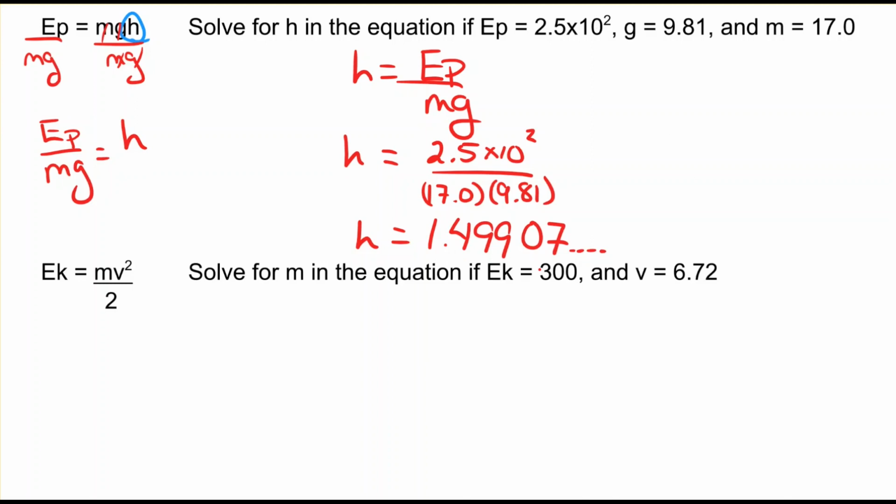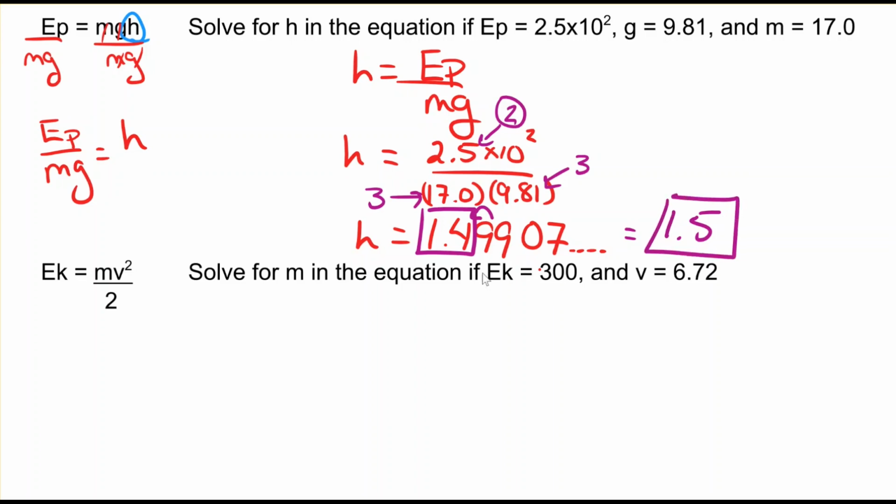1.49907. So let's think about this. On top, we've got 2 significant digits, 3 significant digits, and 3 significant digits. So I'm going to take the lowest number, 2. So the 9 is going to round that 4 up to a 5, and we're actually going to get 1.5. That's going to be our answer for H.